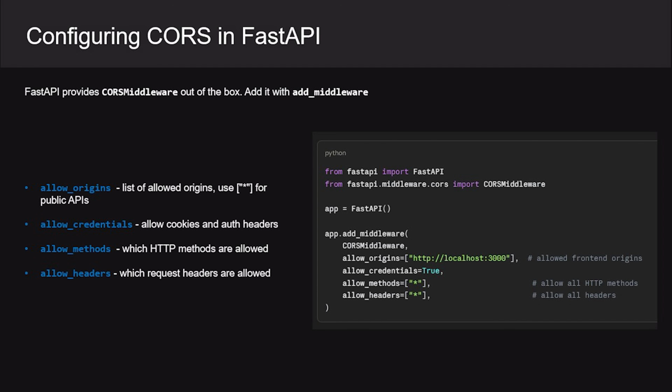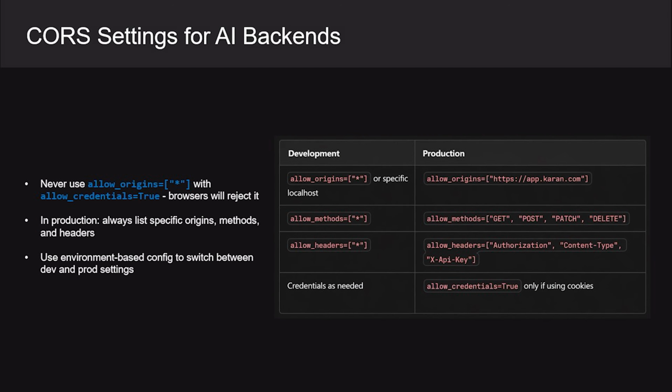The example shows a typical development setup. The React frontend on localhost 3000 is allowed. Credentials are enabled and all methods and headers are permitted. But for production, you want to be more specific, which we cover in the next slide. In development, broad CORS settings are fine. Wildcard origins, all methods, all headers. It's your local machine and you want things to work quickly.